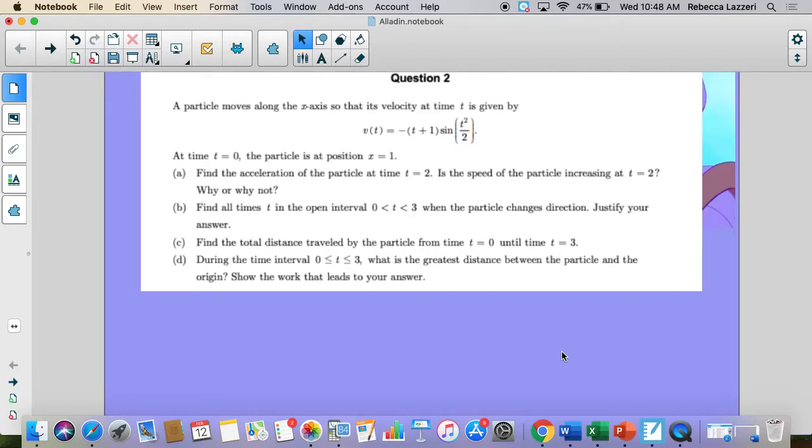You don't want to just punch it in your calculator and start writing numbers down. So you'll do your setup, but y'all are great at this anyway, so I can stop that lecture because you're super good at writing down what you need to. All right, find the acceleration of the particle at time t equals 2. And then I'll read the rest of it.